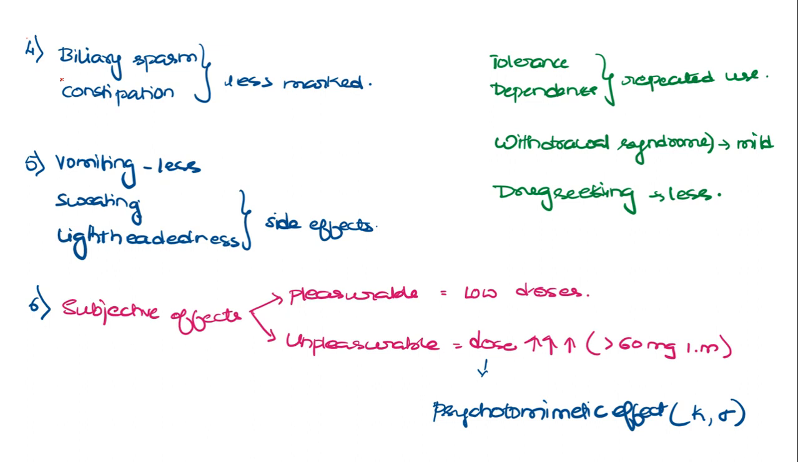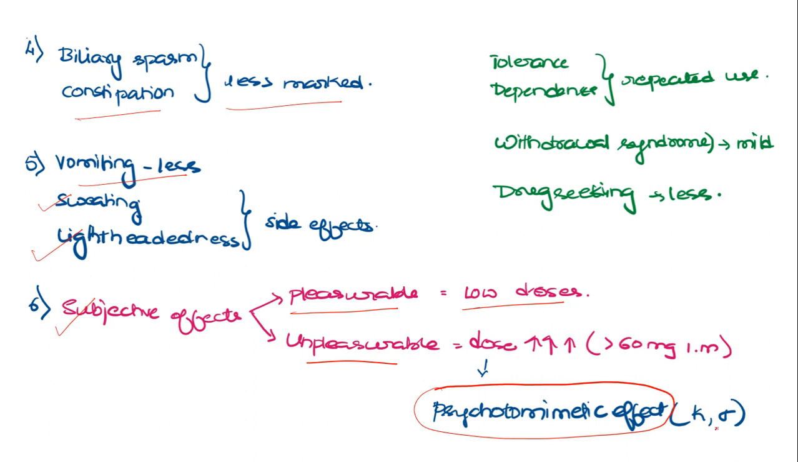So the fourth characteristic is the biliary spasm and constipation, when compared to morphine, it is less marked, and the vomiting is less, and other side effects are sweating and lightheadedness. Pentazocine can also produce subjective effects. It can produce pleasurable effect at lower dose, and as the dose increases, it will produce unpleasurable effect. So it also produces psychomimetic effect. It is mainly mediated through kappa as well as sigma.